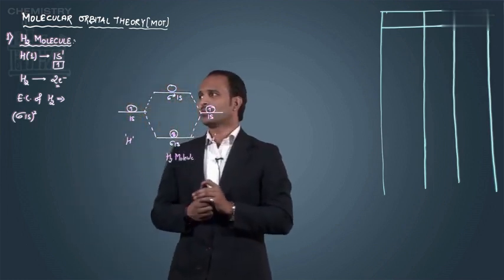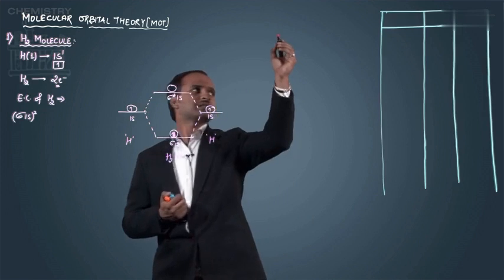Okay. Now I want to know the bond order for the H2 molecule. For bond order, as I said, we have a formula.